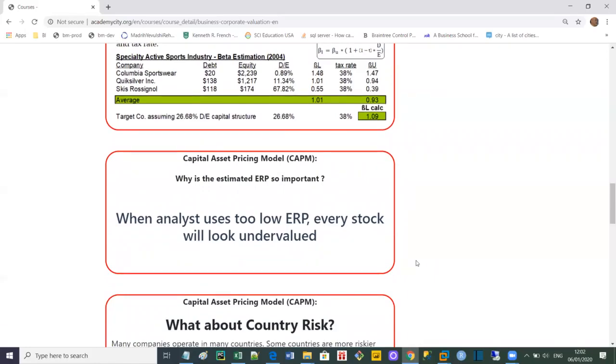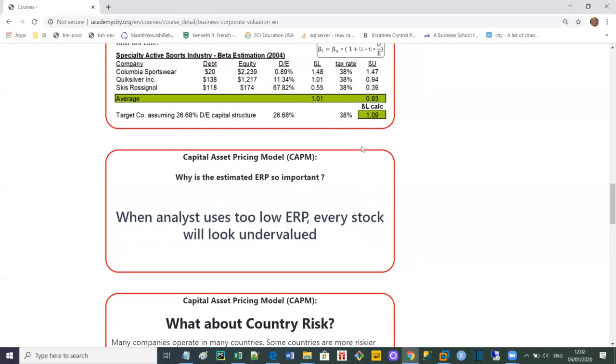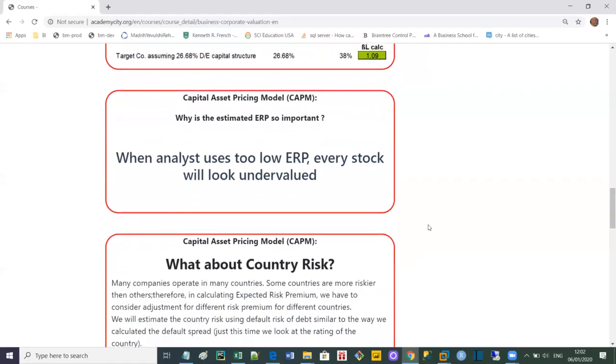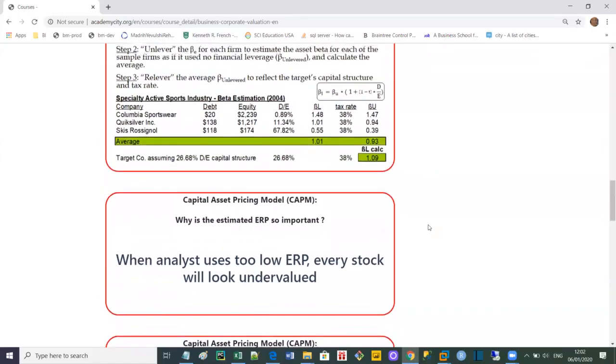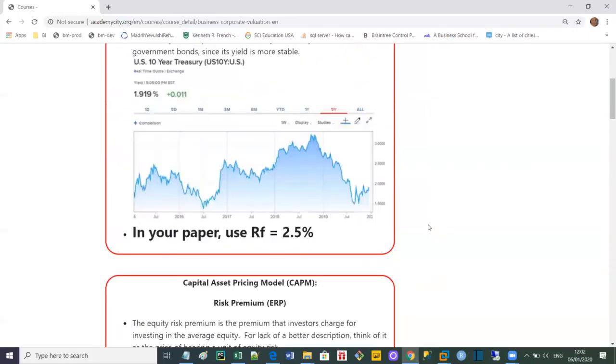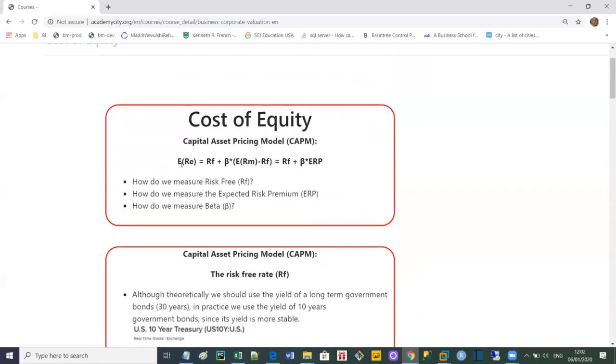Okay, so now that we have the beta, we have the risk premium, we have the risk free, we just go and plug it in here, and we get our estimator. And that used to be, 30 years ago, or even 20 years ago, the method that most people used.